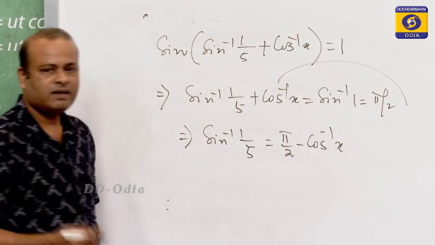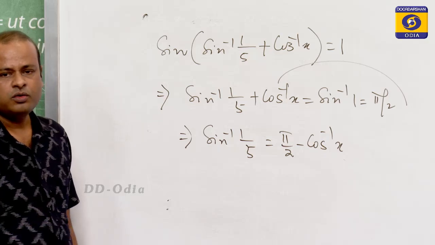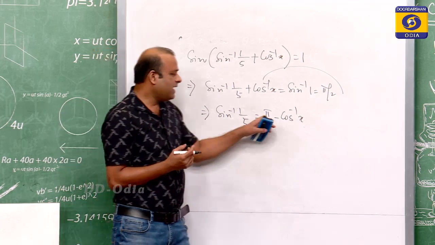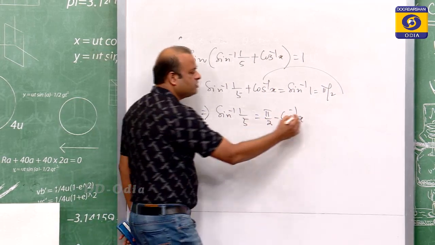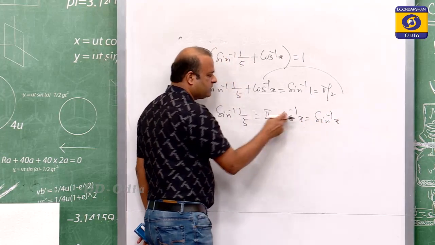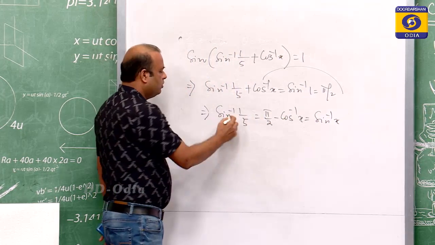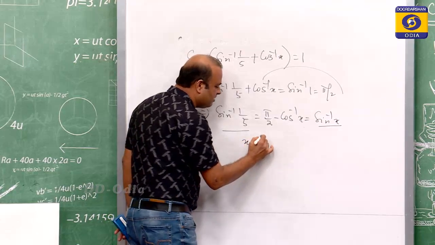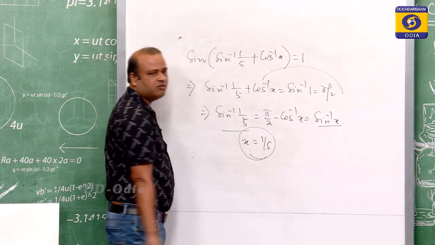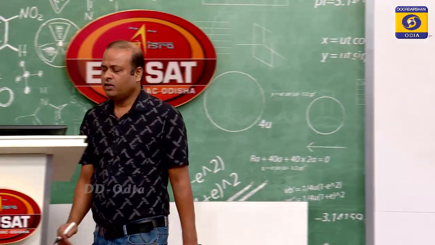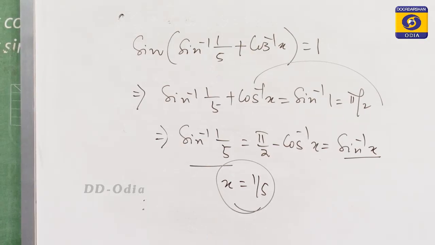You know one formula is there, I have already told you. Sin inverse x plus cos inverse x is equal to pi by 2. So pi by 2 minus cos inverse x is equal to sin inverse x, because sin inverse x plus cos inverse x is pi by 2. So sin inverse x gives x equal to 1 by 5. That is the value of x, right? So one problem is how to solve an expression involving inverse trigonometric functions.